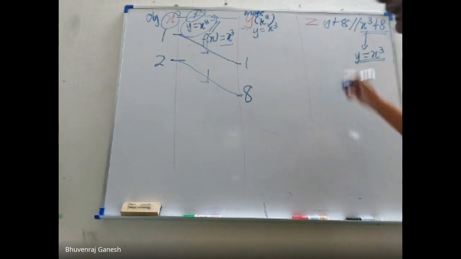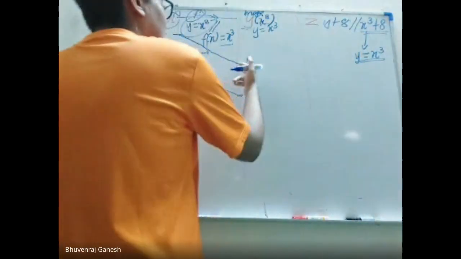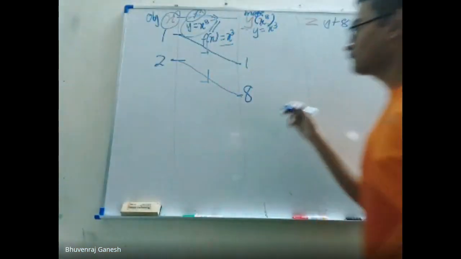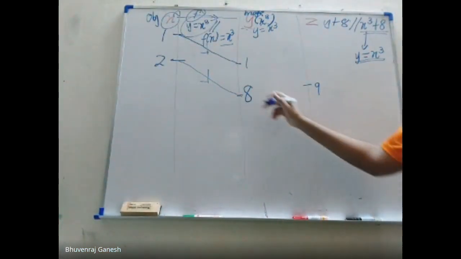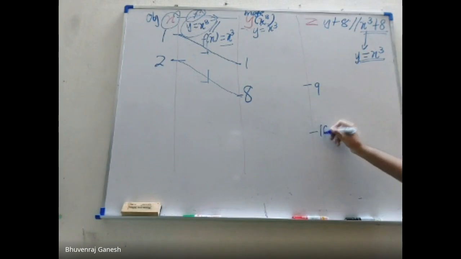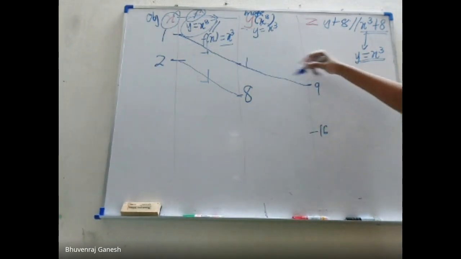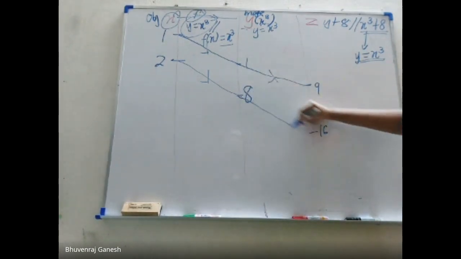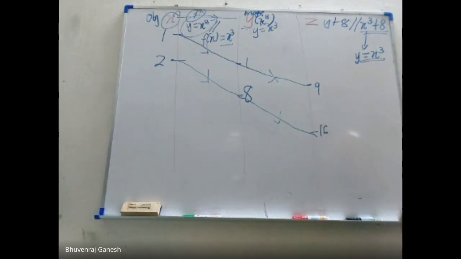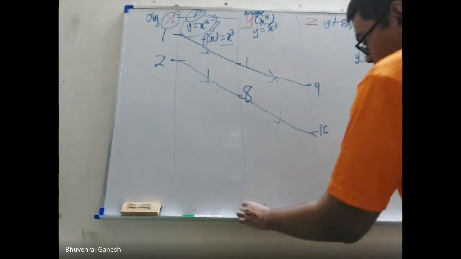So you'll finally get here from 1. Let's say we go for 1. 1 plus 8, we are going to get 9 here. And 8 plus 8, we get 16 here. So this is going to map to this, and this is going to map to this. So this is the relation that we can form here.